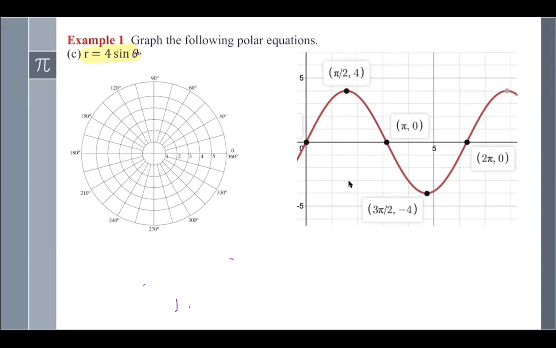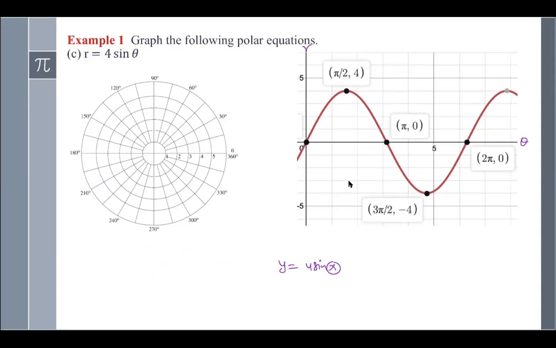We already know how to graph a trigonometric function. So what we are going to do here is take this equation, and instead of r equals 4 sine theta, we'll take it as y equals 4 sine x. We already know how to graph this one. So x is like theta: the x-axis represents theta, and the y-axis represents r. If we graph the equation, this is how it's going to look.